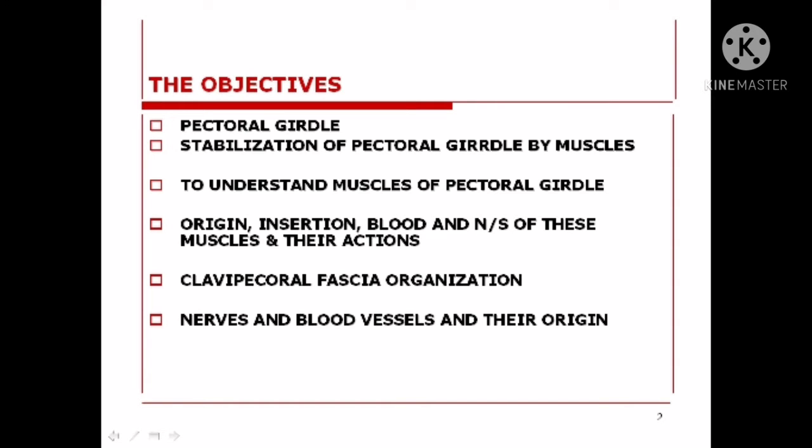The objectives of this lecture will be to know the pectoral girdle, the stabilization of the pectoral girdle by muscles, to understand the muscles of the pectoral girdle, the origin, insertion, blood supply, nerve supply, and the actions of these muscles. The clavipectoral fascia or the deep fascia and its organization, the nerves and blood vessels and their origin.